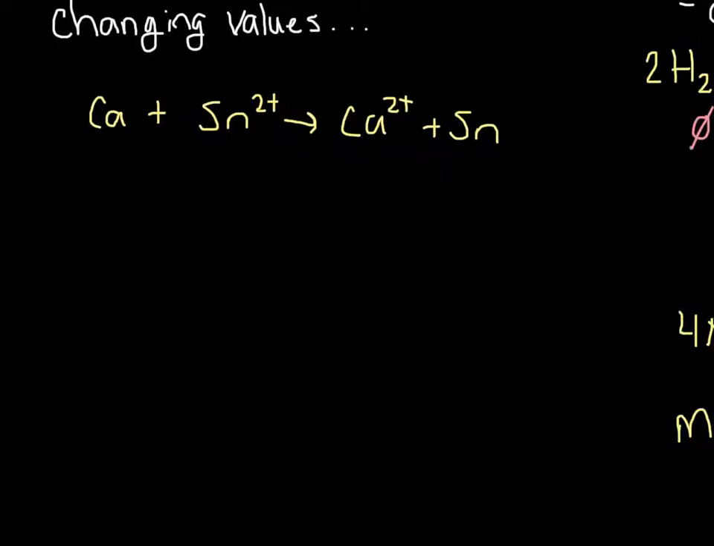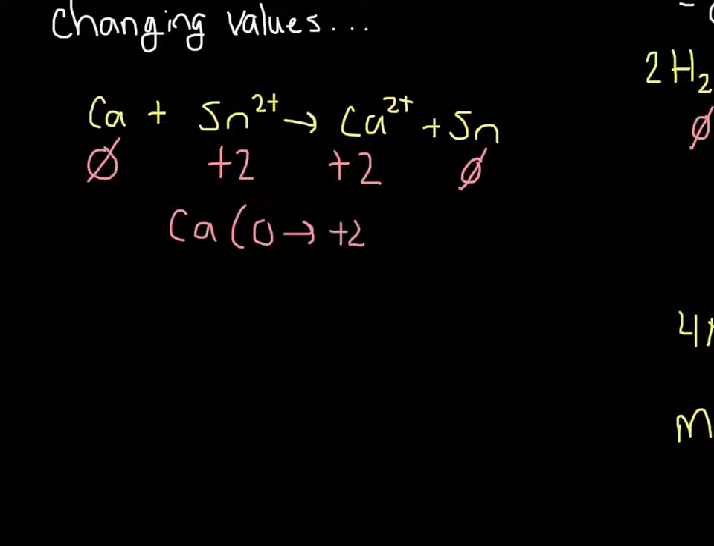Looking at another example. Here we have calcium, a pure element, so it's 0. Tin with a 2+ charge, so it's a simple ion, so it has an oxidation state of +2. Going over, calcium now is a simple ion, so it has a +2. And tin is now a neutral element, so it's 0. Again, what is going on here? So calcium went from 0 to +2. Tin went from +2 to 0.